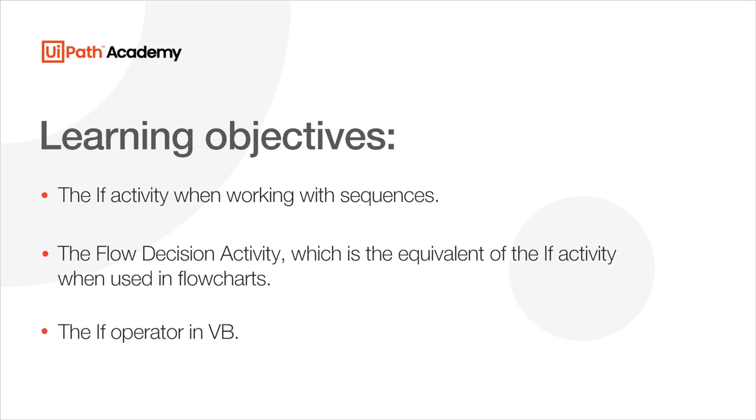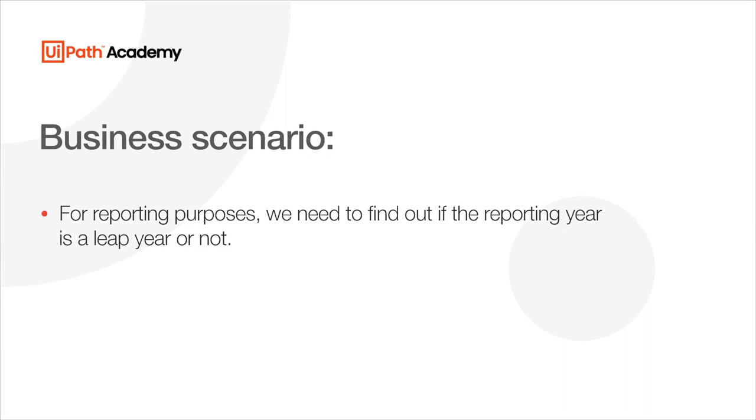We'll also learn how to use the flow decision activity, which is the equivalent of the if activity when used in flowcharts, and the if operator in VB. They enable our workflow to take one of two courses of action, depending on whether a specified condition is met or not. For this demonstration, consider the following business scenario. For reporting purposes, we need to find out if the reporting year is a leap year or not.